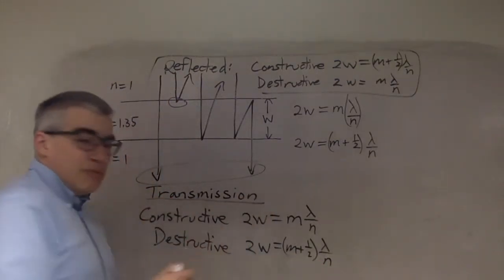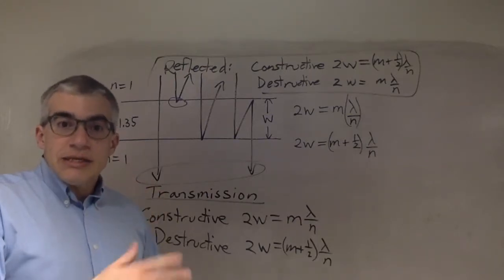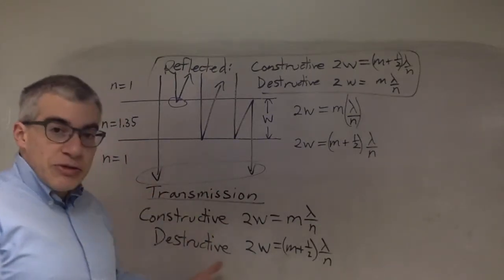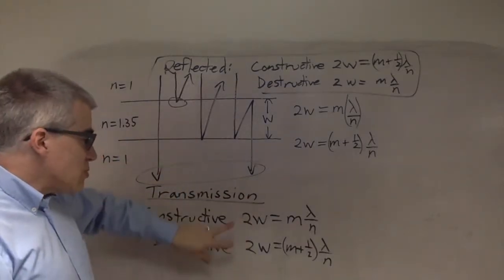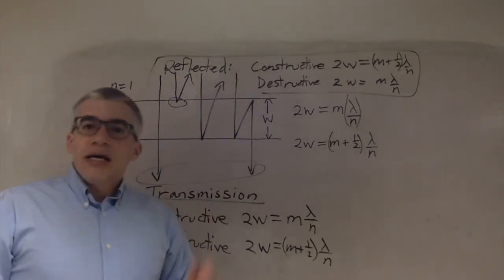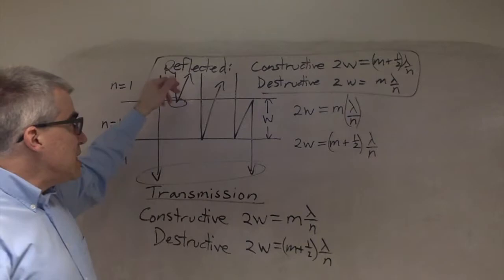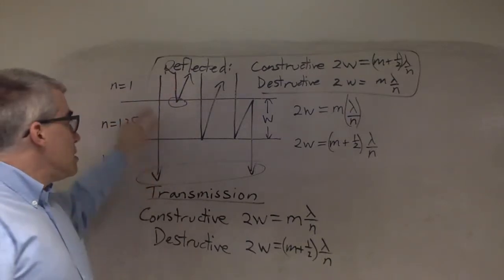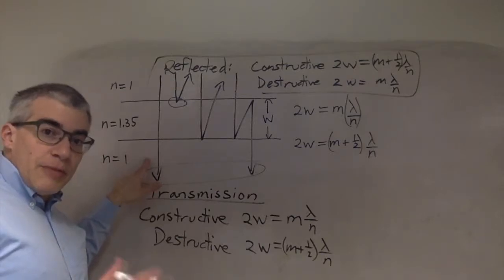So transmission means the light goes through. If the light fails to reflect, it transmits. If it fails to transmit, it reflects. So they're opposites. That's why these are always swapped, and the point of the flip was to figure out which one was which. If these indices were in a different sequence, like 1 to 1.35 to 1.5, there might be a different arrangement.